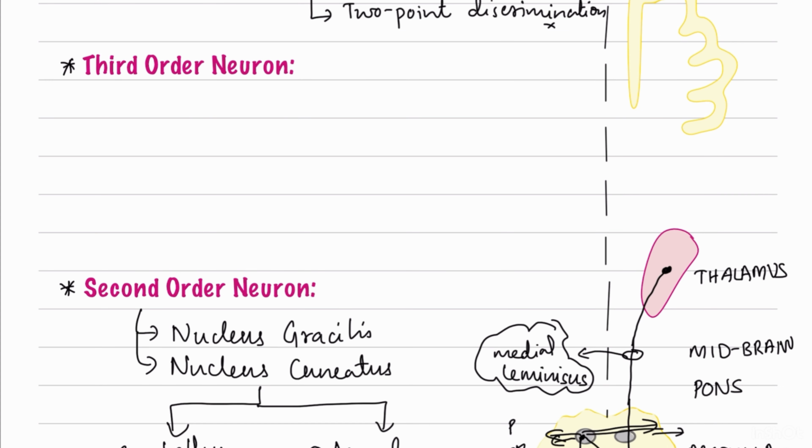Now, the thalamus contains several nuclei. There is a dorsal nucleus, a ventral anterior, ventral posterior, and so on. There are so many nuclei in the thalamus. Where exactly does the dorsal column pathway end? The dorsal column pathway ends at the ventral posterior nucleus. So, our third order neuron starts at the ventral posterior nucleus of thalamus.